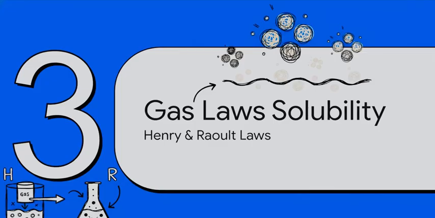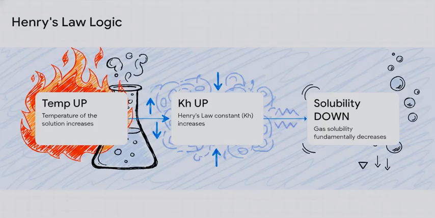Section 3. Gas laws and solubility. Okay, there's a really strict step-by-step logic to how this works. Step 1. You increase the temperature of a liquid that has a gas dissolved in it. Step 2. This directly causes Henry's law constant, that's Kh, to increase. And step 3, because Kh goes up, the gas solubility fundamentally goes down. It's a total chain reaction. Basically, heating the liquid expels the dissolved gases. You absolutely must remember this chronological chain of events for those tricky assertion reasoning questions.